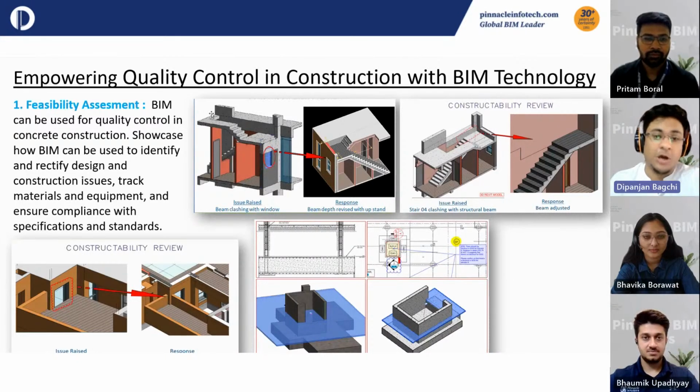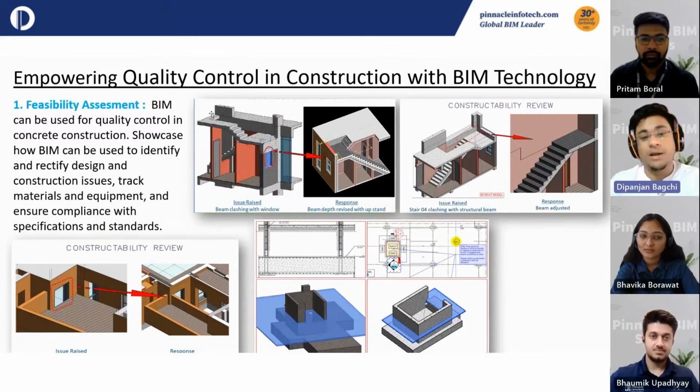The first snap, on the top left-hand corner, is the model that we found when we were working on a coordination project. You can see that after placing the beam and the window opening, they are literally clashing with each other. We addressed this to our client, and the client immediately started working on it and changed the design by removing the beam, adjusting the beam depth and having an upstand over the landing. This helps eliminate these kinds of coordination issues.